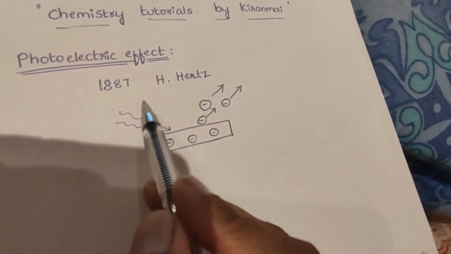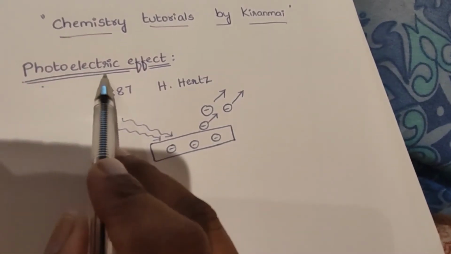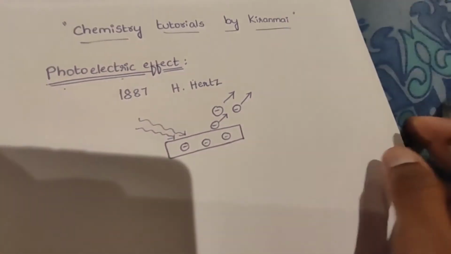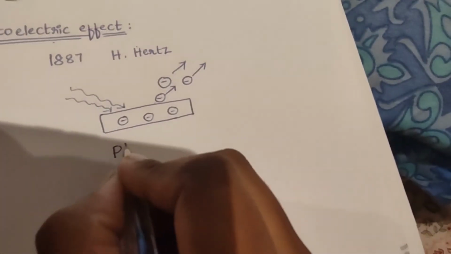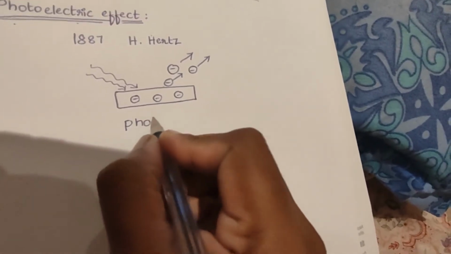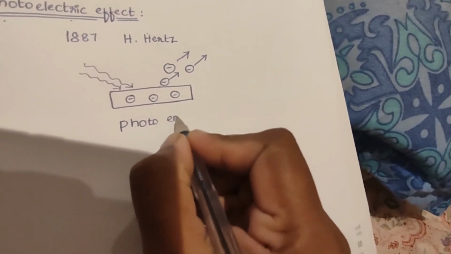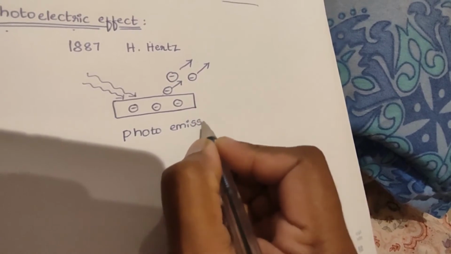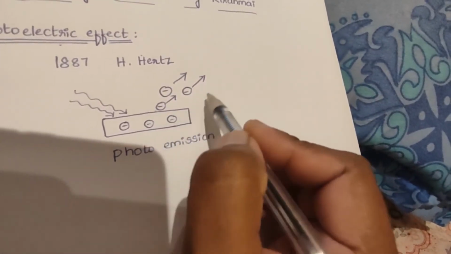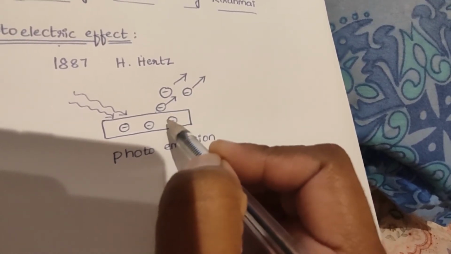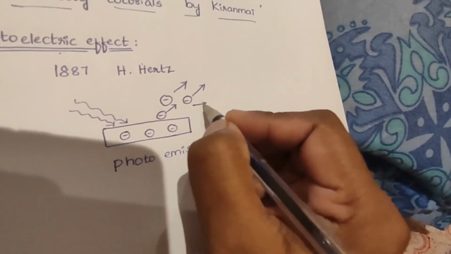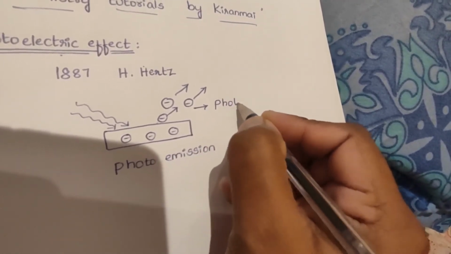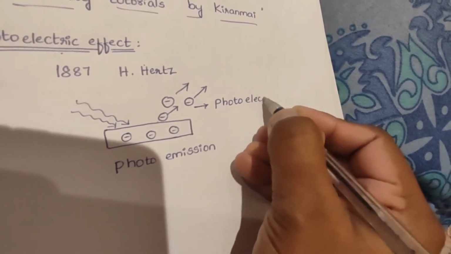This phenomenon is known as the photoelectric effect. It is also referred to as photoemission. And the electrons ejected from the metal surface are called photoelectrons.